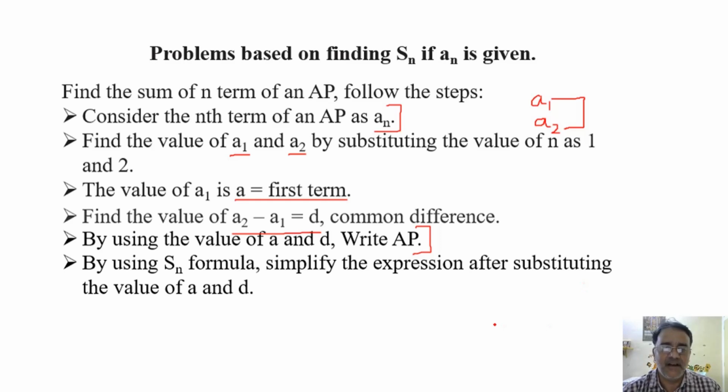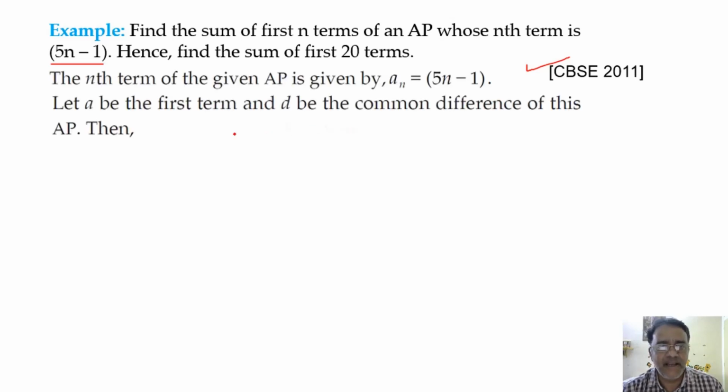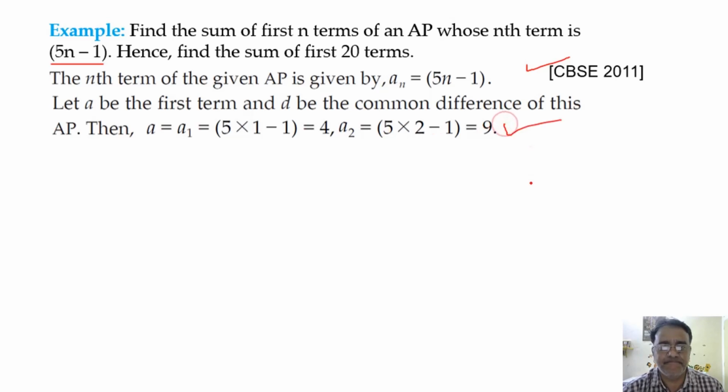Let us have one example. Find the sum of first n terms of an AP whose nth term is given as 5n minus 1. Okay, this is a 2011 board question. So An is given as 5n minus 1. We will find A1 first by substituting n equals 1. So what are you getting? 4. Right. A1 is 4 and A2 is 9.